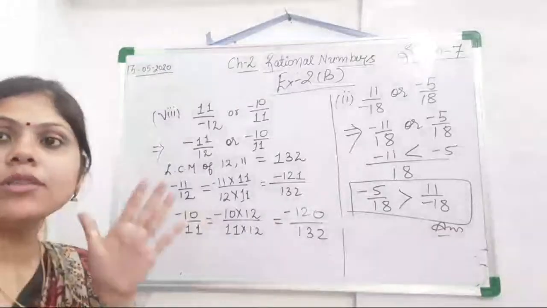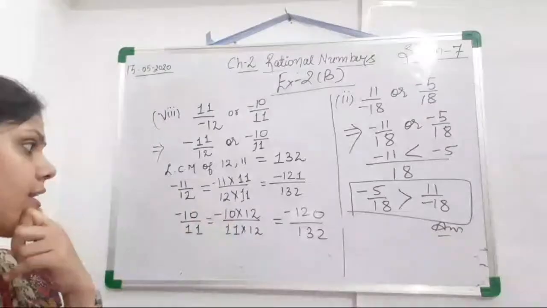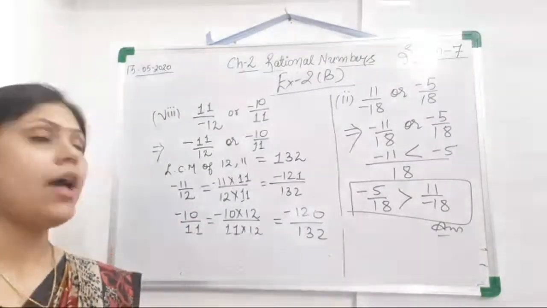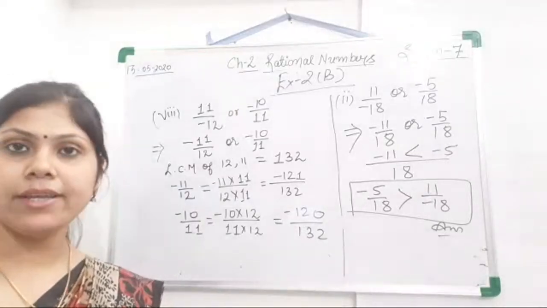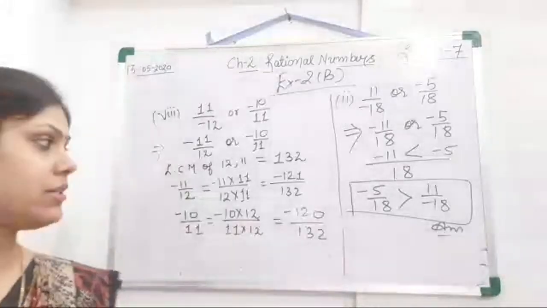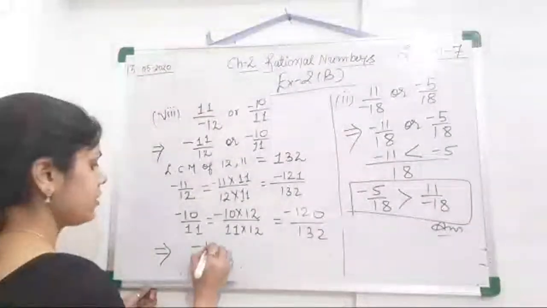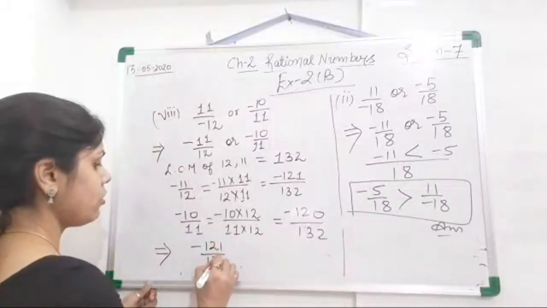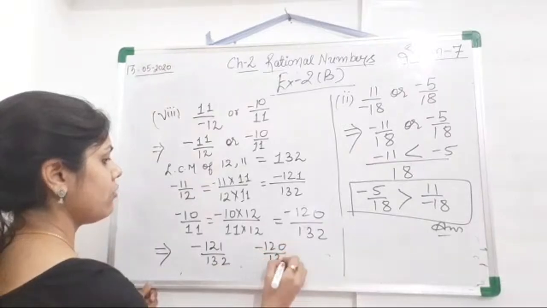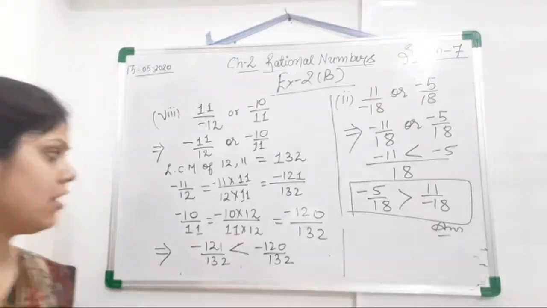Now both the denominators are the same, only the numerators are different. And in minus 121 and minus 120, which number is greater? Minus 120 is greater. That means minus 121 upon 132 and minus 120 upon 132, which one is greater? This number is greater. So which one?